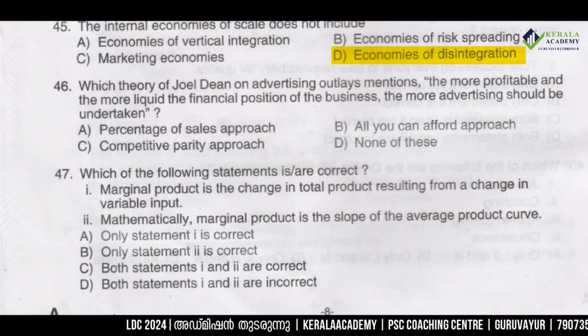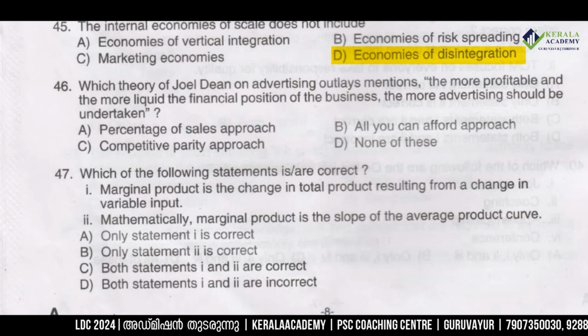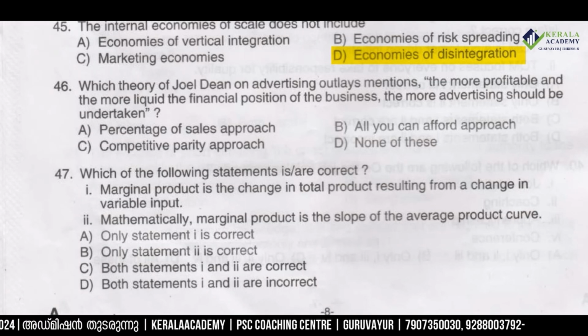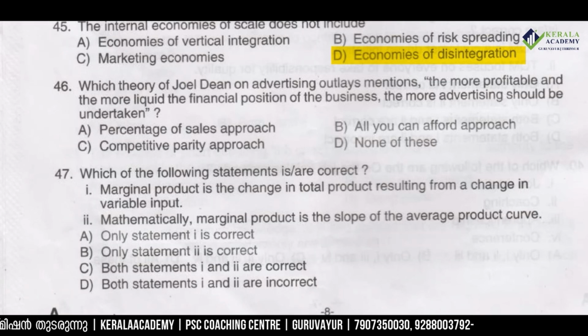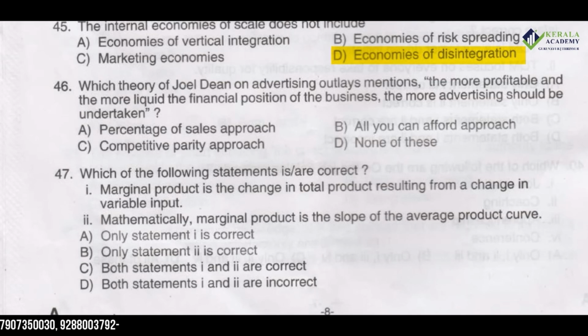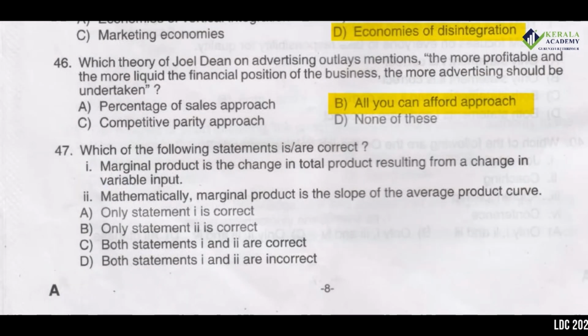Which theory of Joel Dean on advertising outlays mentions the more profitable and the more liquid the financial position of the business, the more advertising should be undertaken? Percentage of sales approach, all you can afford approach, competitive parity approach, none of these. Correct option B, all you can afford approach.